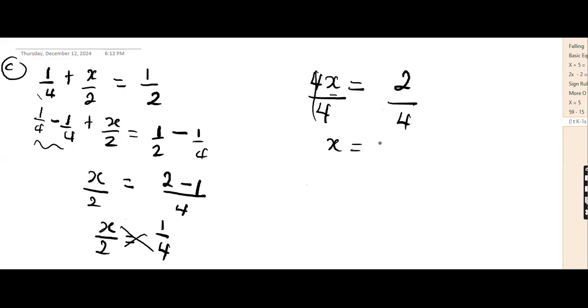We have x equal to 2 over 4. We can reduce this to its lowest term. 2 is the highest common factor here: 2 divided by 2 gives us 1, and 4 divided by 2 gives us 2. So we have x equal to 1 over 2. So this is it.